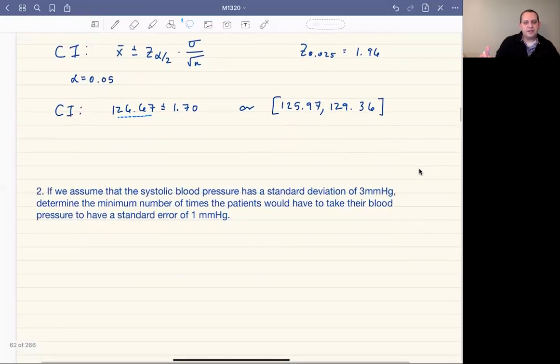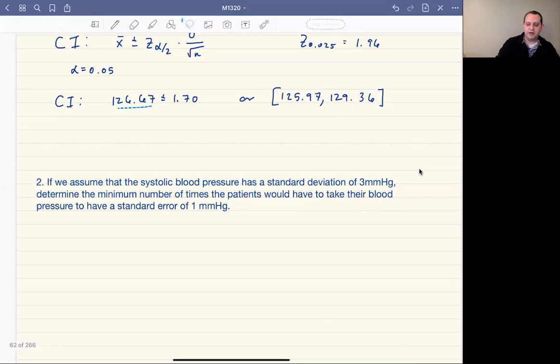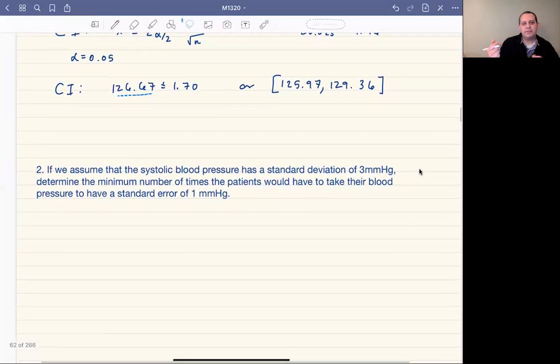Number two says same setup, and what we want to do is, before we had a standard error of 1.7, what I want to know is how many times would we have to have the patient take their blood pressure if we want to make sure that that error is 1 or less. So what's the minimum number of measurements that we need to have?